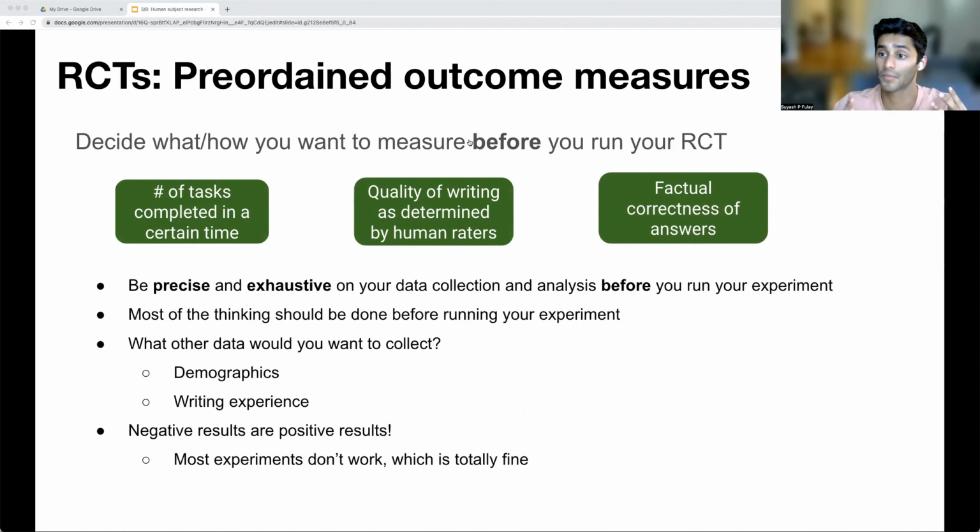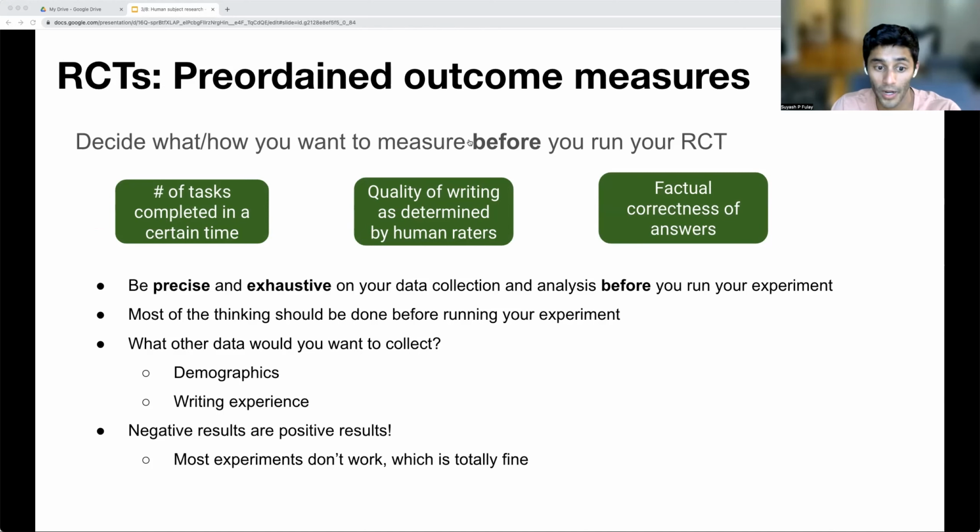And so just some quick tips about your outcome measures. Try and be precise and exhaustive on your data collection and analysis before you run your experiments. As a rule of thumb, the more planning you do in terms of the data you collect and the analysis you want to run, the better off you'll be. The experiments can often be quite expensive to run. And so the better you have it planned out from the get-go, the better off you'll be.